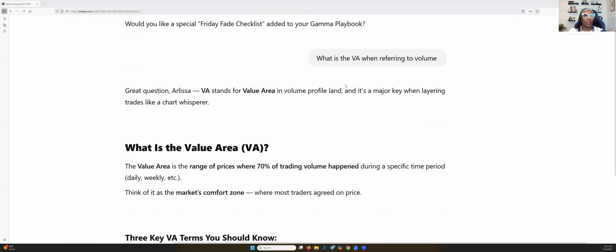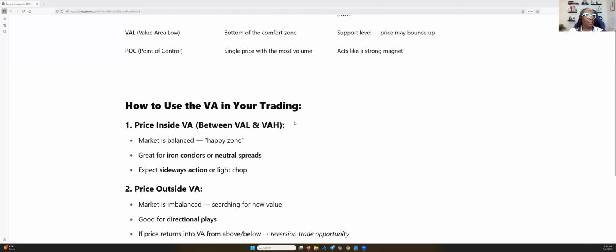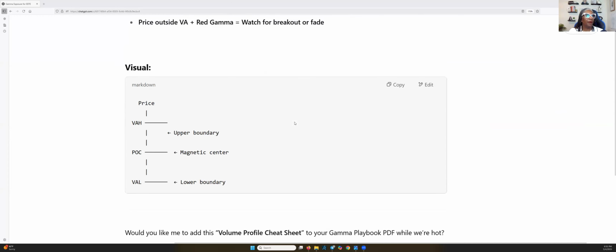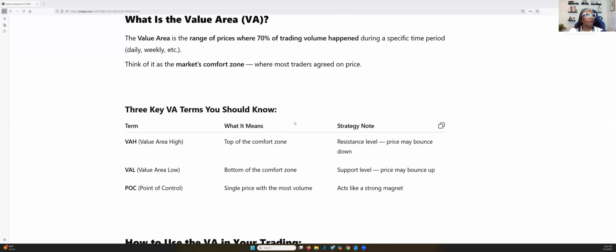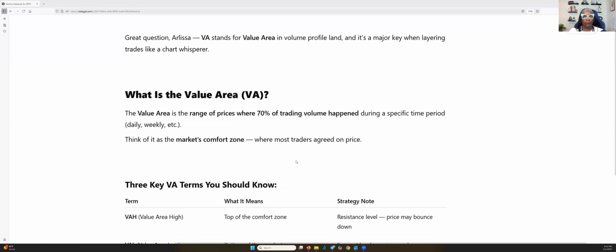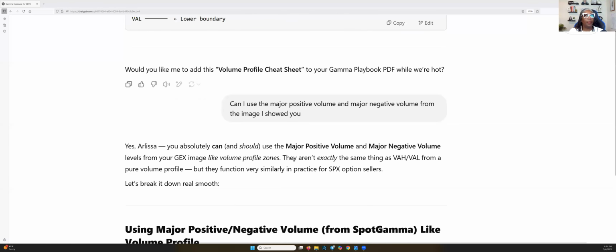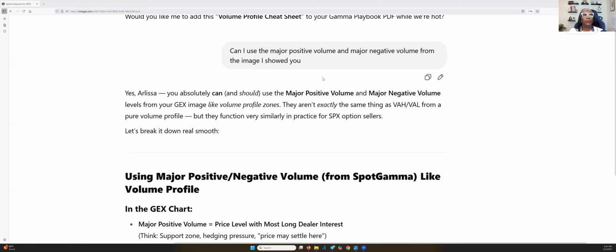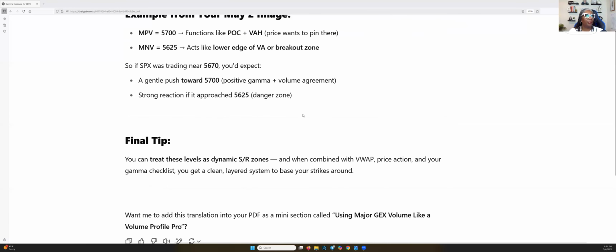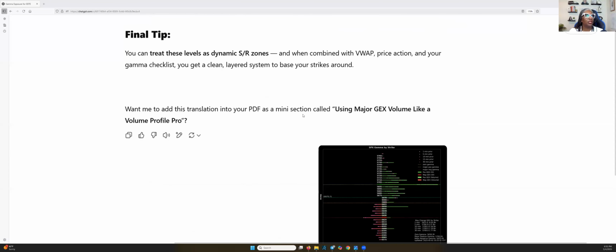Then we were talking, I asked some questions about volume and VA, what that means. It was about the volume, not volume area, value area for the volume. And I think that might have been the extent of our conversation. You can treat these levels as dynamic support resistance zones. When combined with VWAP, price action, and your gamma checklist, you get a clean layered system to base your strikes around.